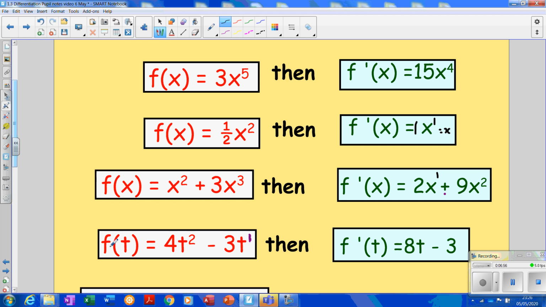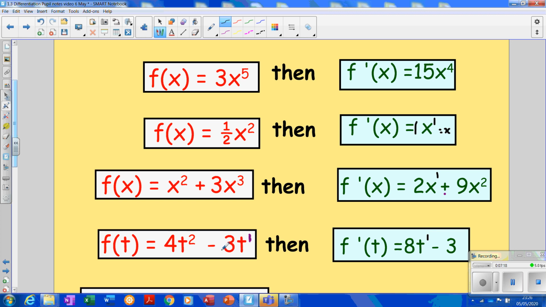So if our function f(t) is equal to 4t squared minus 3t, and I've put a wee power of 1 in there, so it's 3t to the power of 1. Then to take the derivative of that, multiply by the power. So 2 times 4 is 8, so it's 8t to the power of 1. That's what I've got there, 8t to the power of 1, but you don't need that one.